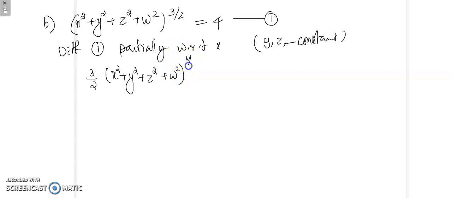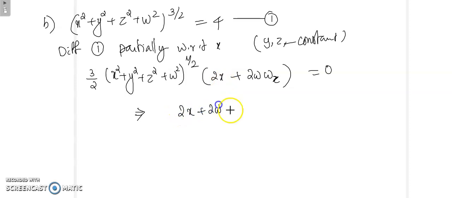raised to 3 by 2 minus 1, that is 1 by 2, will come. When differentiating with respect to x, y and z are constant. The rest will be the derivatives of x squared and w squared. So that will be 2x plus 2w into wx, which is equal to 0. So this will be non-zero. So therefore you will get 2x plus 2w into wx equal to 0, which gives wx equal to minus x by w.